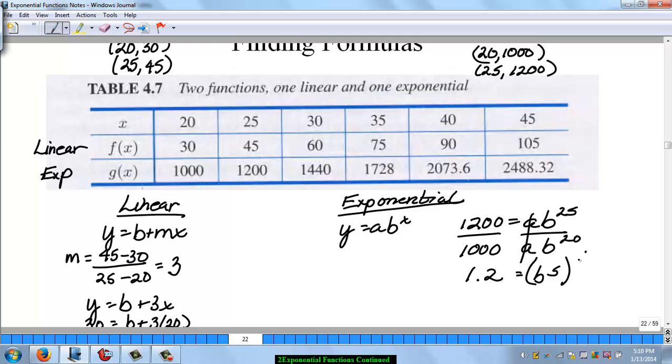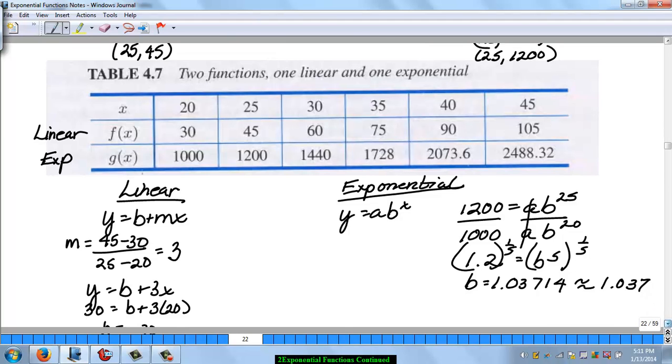So I'm going to raise this to the 1/5 and raise this to the 1/5. So I have b equals 1.03714, which is roughly 1.037. And I'm glad it's growing because this is growing. So I know the b had to be over 1.